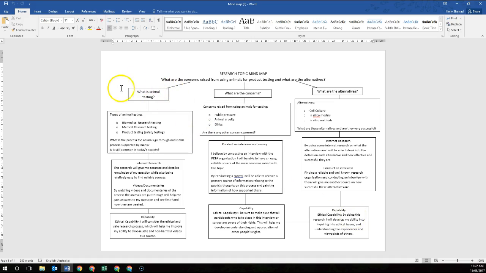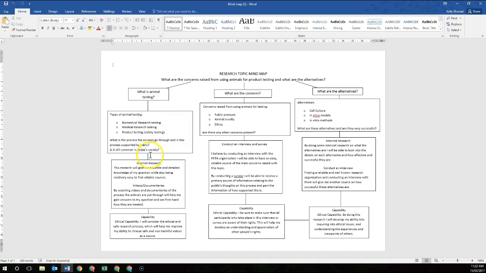So under the first sub-question, you then need to have a box about potentially information that you may already know about that sub-question. So for this person, they have looked at the types of animal testing, and then they've also got some questions that they think they need to ask themselves to be able to answer this question here. So what is the process that animals go through, and is it a process supported by many, and is it still common in today's society?